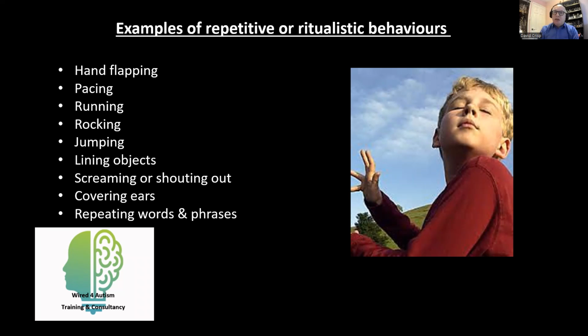And it's also something that people in extreme stress will do. Sometimes autistic people do this because they're in extreme stress. Sometimes they do it because they simply enjoy doing it. It's not always the fact that they're stressed. Jumping, walking around on tiptoes, lining up objects, and again, it's the amount of time that they spend doing these activities rather than them in themselves being repetitive. It's the amount of time that they're doing them.